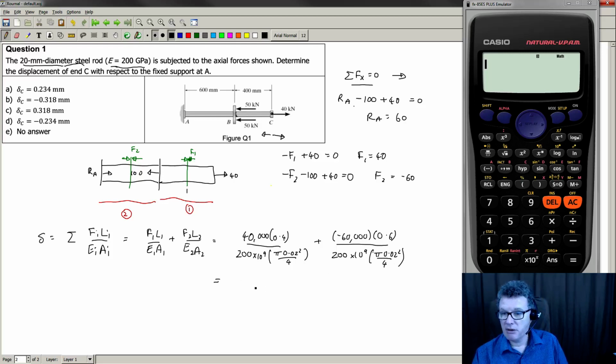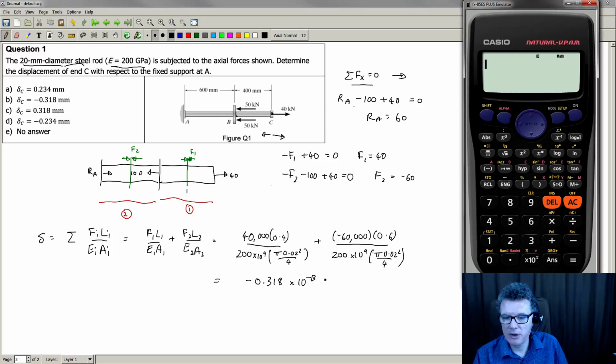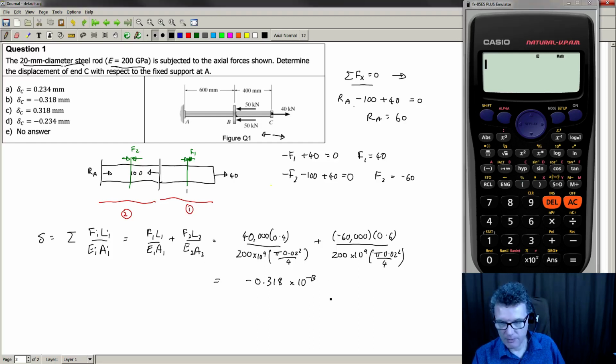Put your numbers in your calculator. Well, I've already done it, so I won't this time, but you'll end up with minus 0.318 times 10 to the minus 3. Use your eng button to get your minus 3s. And that's in meters, so in millimeters we are going to ignore the 10 to the minus 3, and we can get the answer B.